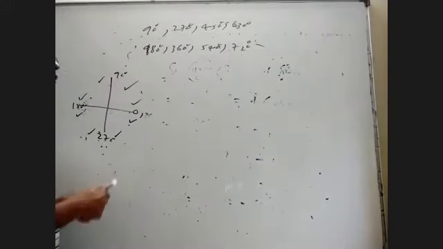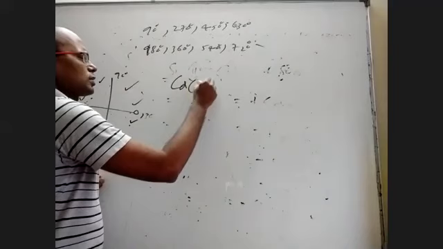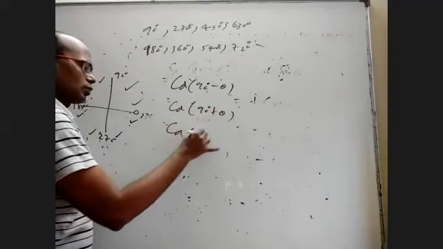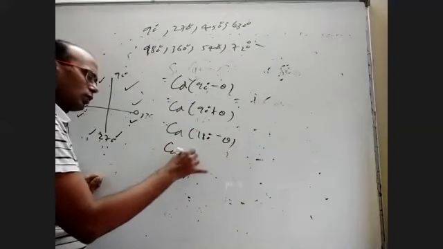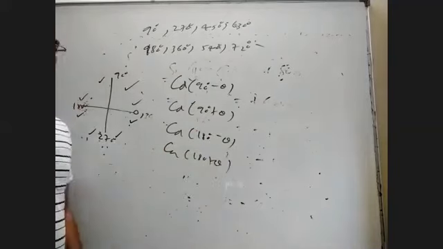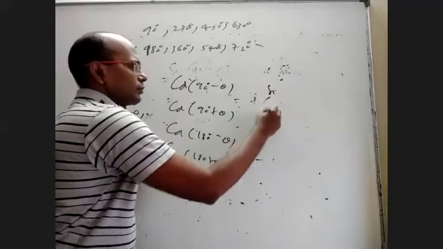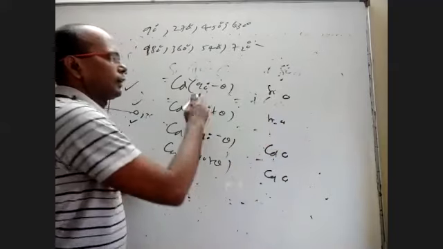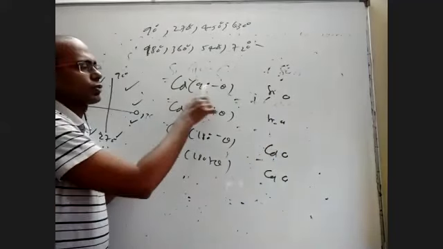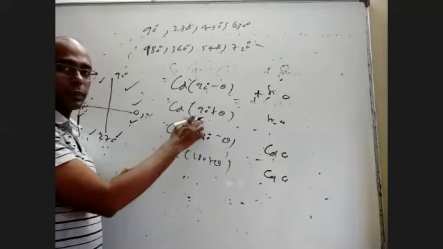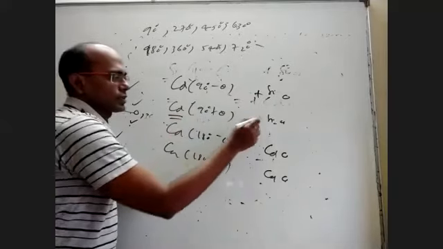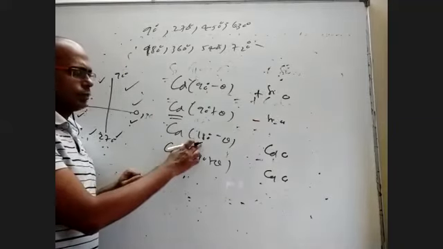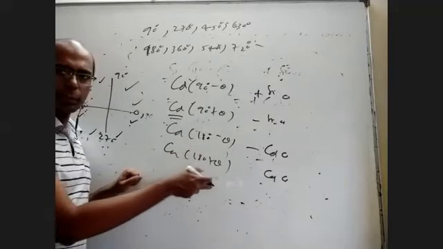I may repeat all these points once again tomorrow. Cos 90 minus theta, cos 90 plus theta, cos 180 minus theta, and cos 180 plus theta. Whenever 90 is there, you will get sine. Whenever 180 is there, you will get cos. Cos 90 minus theta, which quadrant? First quadrant, so plus. 90 plus theta, cos is in the second quadrant, so minus. Sine may be positive in the second quadrant, but you will see the sign of cos. 180 minus theta, second quadrant, negative. 180 plus theta, third quadrant, negative.